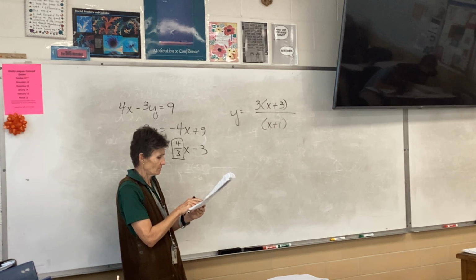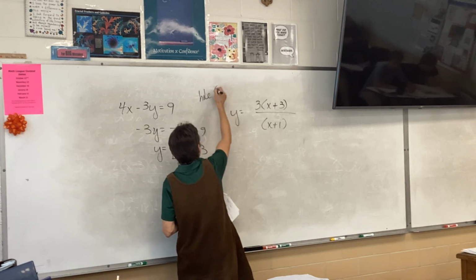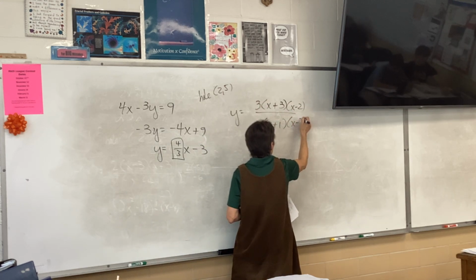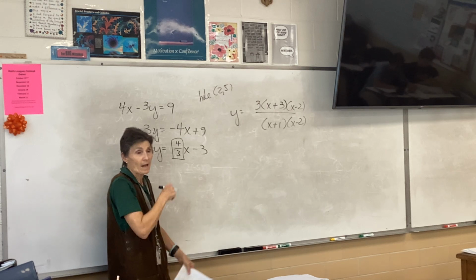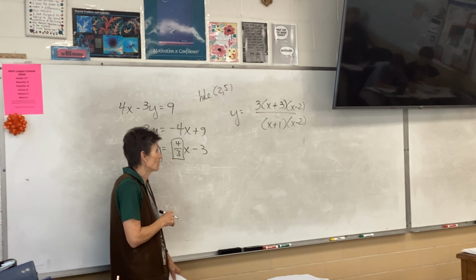2, comma, 1, 2, 3, 4, 5. So there's gonna be a hole at 2, 5, which means I have to have an x minus 2 on the top and the bottom. So that, I know that's the stuff I have to have, right? To make this even remotely work.